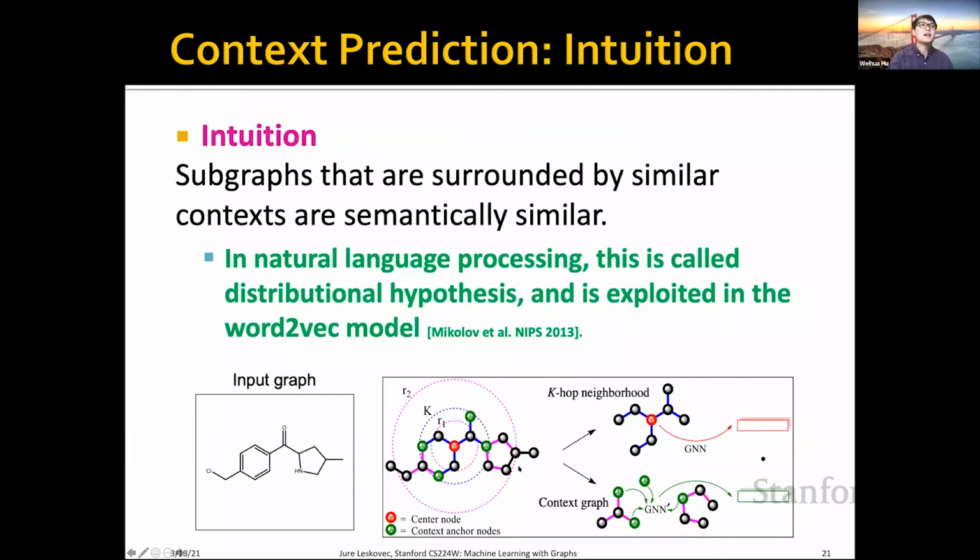And here the intuition is that we're assuming that subgraphs that are surrounded by similar contexts are semantically similar. So we are basically pushing the embeddings of the neighborhoods to be similar if they have similar context graphs. And this is a widely used assumption in natural language processing. It's called the distributional hypothesis: words that appear in similar contexts have similar meaning. And it's exploited in the famous word2vec model.